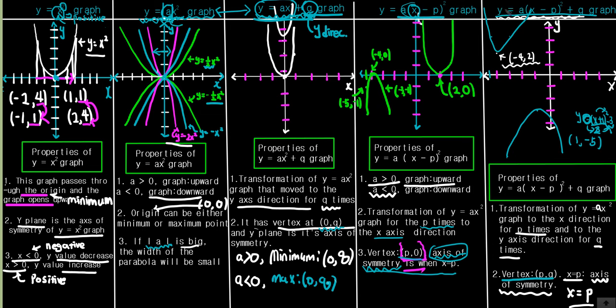And for the last one, y equals a times (x minus p) squared plus q graph. It is a transformation of y equals a x squared that combines both of these two transformations. That means we moved the y equals a x squared graph in the x direction by p, and in the y direction by q. And we could find a vertex through this form, and we call it the vertex form.